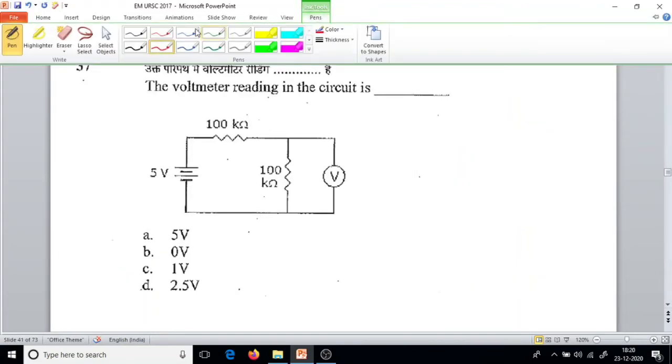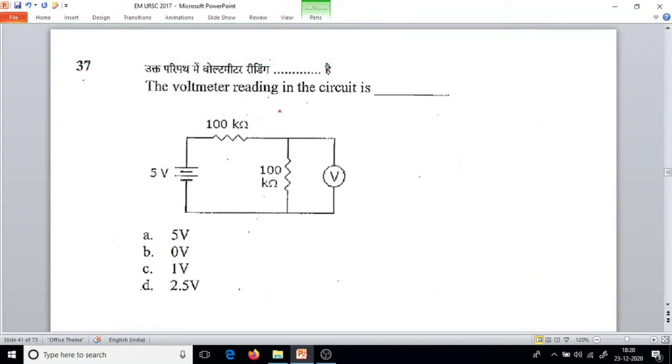Question number 37. The voltmeter reading in the circuit is, how is the voltmeter connected in the circuit? Two resistors are there. This is grounded. This is 1 kilo ohm, 100 kilo ohm, 100k, and another resistor also 100 kilo ohm. And what is the value here? This is 5 volt we have applied.